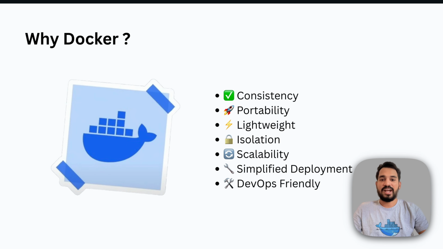So, why should we actually use Docker? Here are the key benefits. Consistency: runs the same everywhere. Portability: moves apps across systems and clouds. Lightweight: faster and smaller than a virtual machine. Isolation: containers don't interfere with each other. Scalability: scale apps up or down with ease. Simplified deployment: package once, run anywhere.